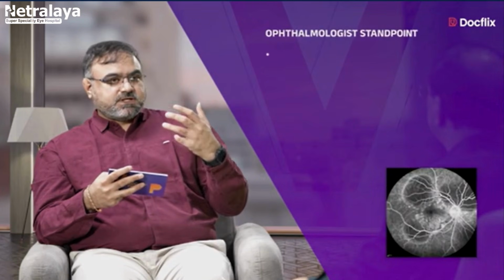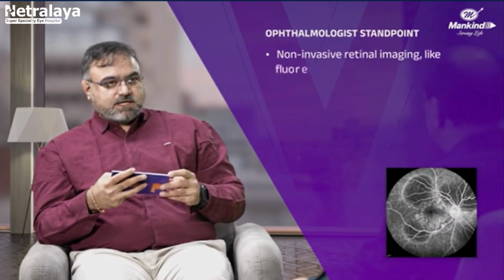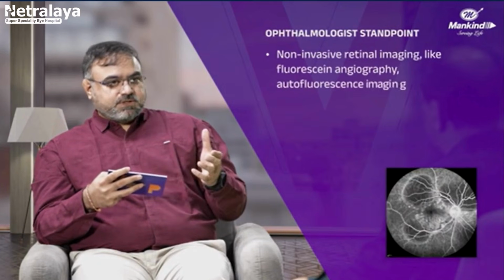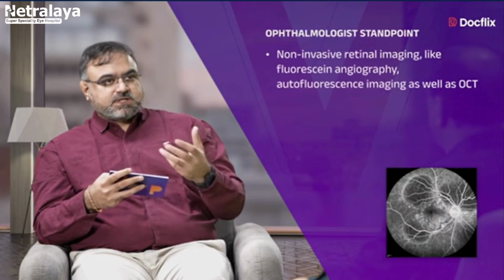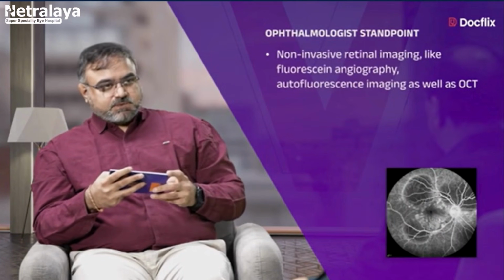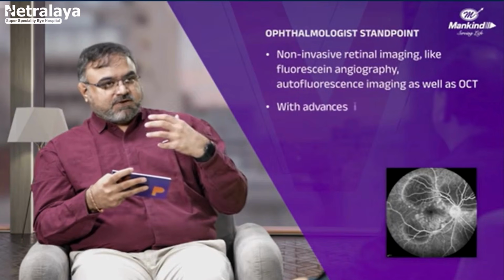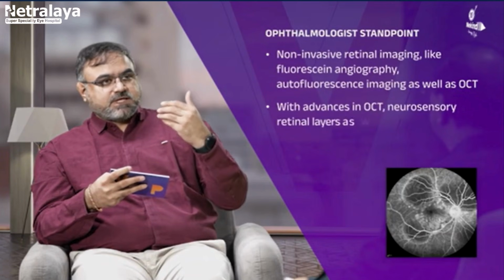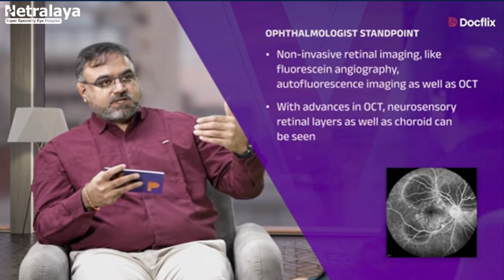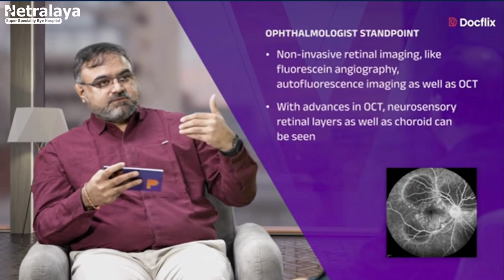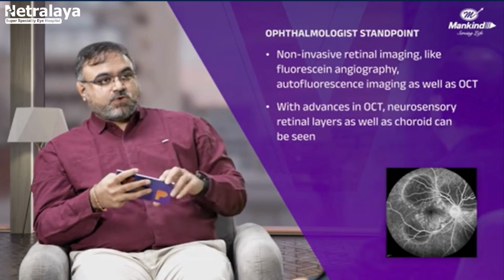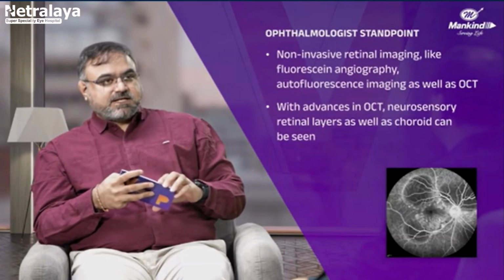The features of inflammation include macrophage infiltration and leukostasis, but the hallmarks are new vessel formation, that is angiogenesis, and neurodegeneration. In ophthalmology, we have different non-invasive retinal imaging available right now, which is fluorescein angiography, autofluorescence imaging, as well as OCTs. We call it optical coherence tomography. With this advancement in OCTs, we can see the retina, even below the retinal neurosensory layers, and the choroid also, non-invasively, and there we are seeing many different pathologies that we were not able to see before.